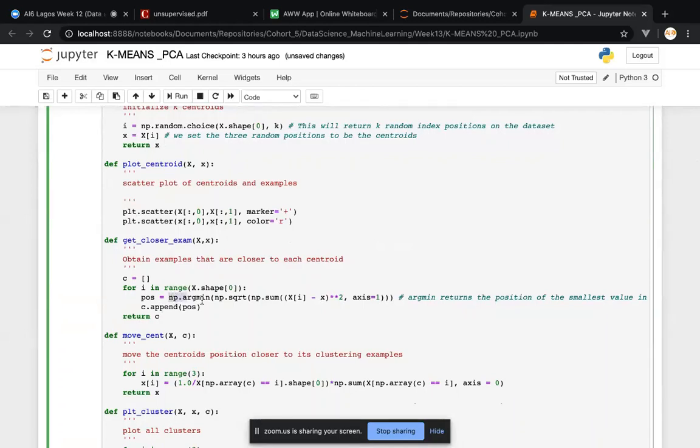So now the positions, what this argmin is going to return is the positions of the minimum distance with respect to the centers that we have defined. So now, if the minimum distance is 0, it means it is pointing to the first value of the centroid of mu that we have. If it is 1, it's pointing to the second mu value we have. If it is 2, it's pointing to the third mu that we have. And that's what we append here.